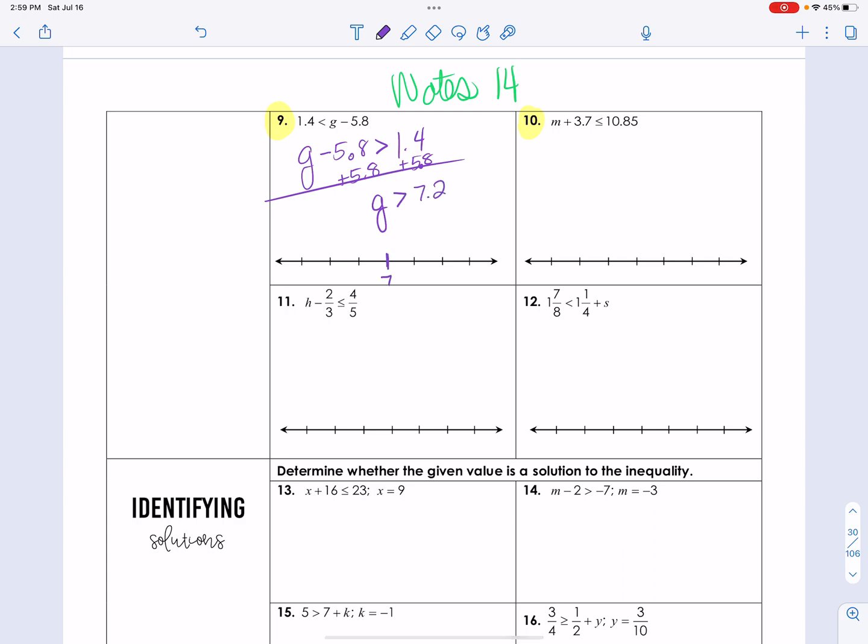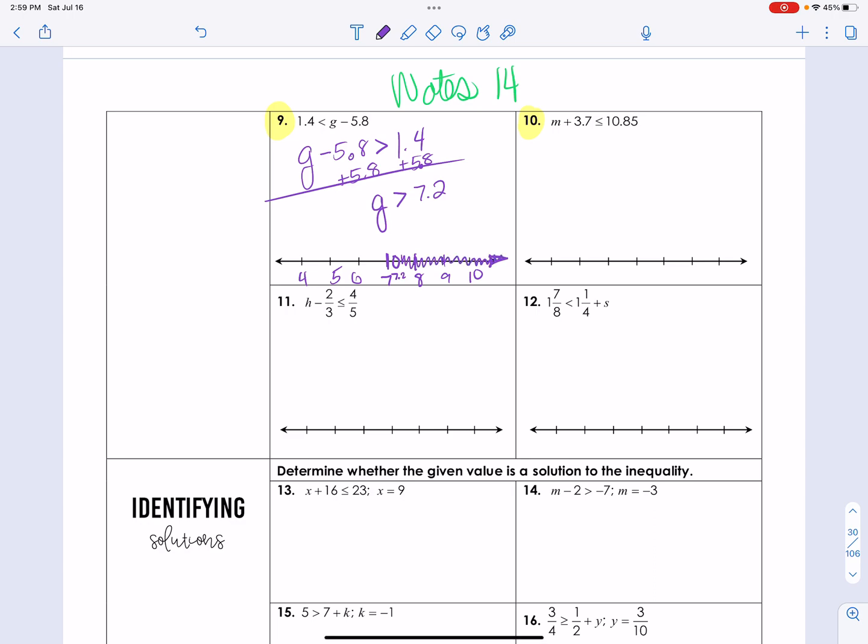So here's 7, here's 8, 9, 10, 6, 5, 4. 7.2 would be about right here, 7.2. Okay, and so then I'm going greater than 7.2.